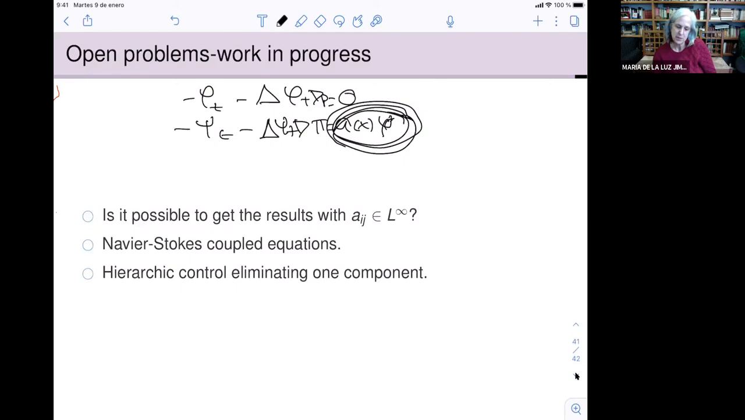Okay, so this is one of the open problems, and we are working with a fixed point argument with Takeo to reach the Navier-Stokes coupled equation result. And also we are working on hierarchic control, but eliminating one component. So, muito obrigada.